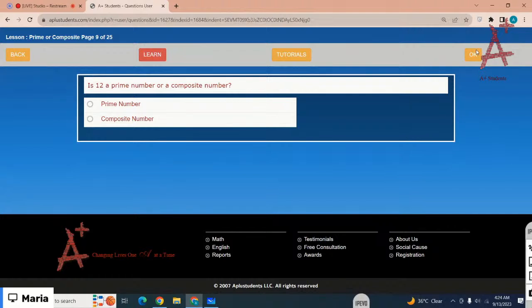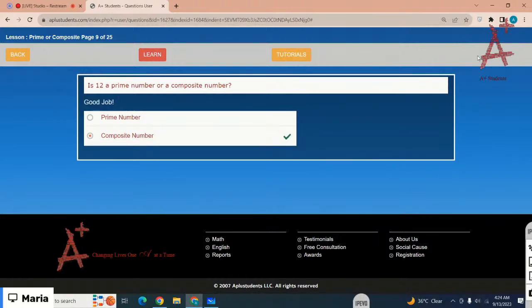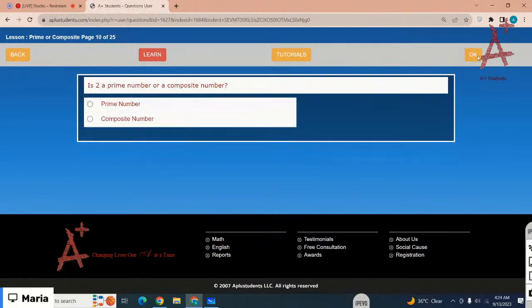Is 12 a prime number or a composite number? Very good. 12 is a composite number. Is 2 prime or composite? 2 is the prime number, right?